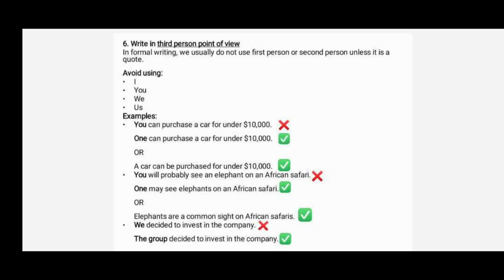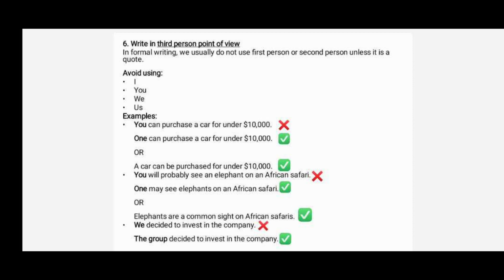Sixth rule is to write in third person point of view. In formal writing, we usually do not use first person or second person unless it is a quote. Avoid using I, you, we, or us. Here are the examples of what we should avoid and what we should not.